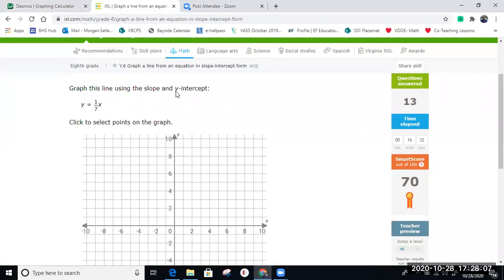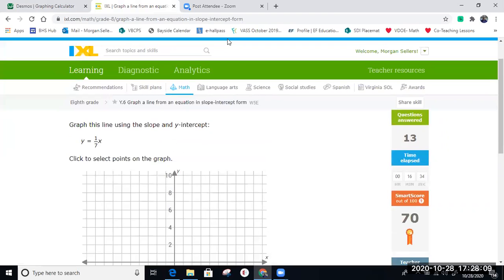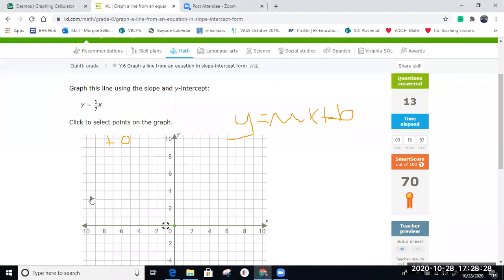Okay, so this one, remember I was talking about special cases, but this one has an x. So that means this has a y-intercept. It's 0. So this one, I start at 0. My slope is 1 over 7. So I go up 1, right 1, 2, 3, 4, 5, 6, 7.